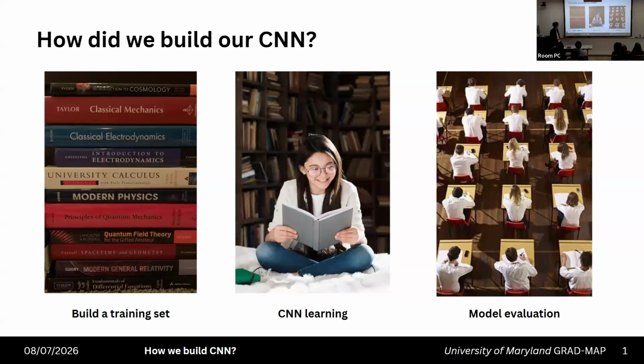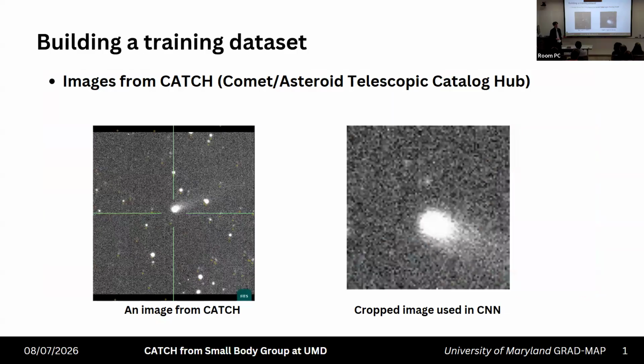How did we train our training set? We use images from CATCH, a Comets Asteroid Telescopic Catalog. It's a tool from the small body group at UMD. So this is a sample of an image from CATCH. This is a whole image. Then we crop them to a size of 100 x 100 pixels and fit them into the CNN.